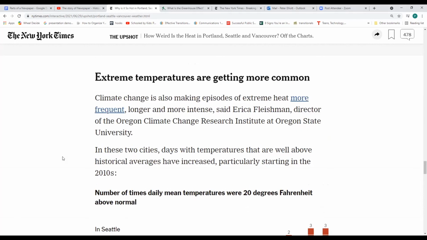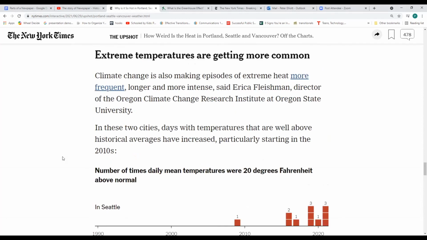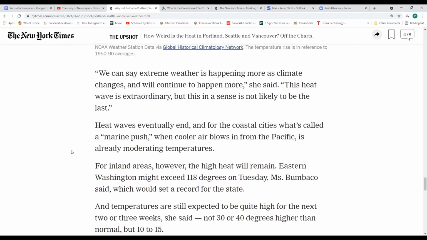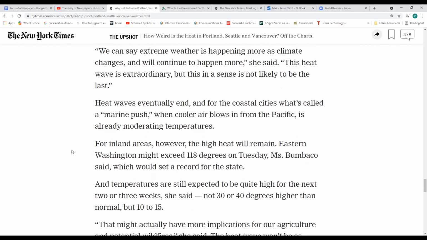Climate change is also making episodes of extreme heat more frequent, longer and more intense, said Erica Fleshman, director of the Oregon Climate Change Research Institute at Oregon State University. In these 2 cities, days with temperatures that are well above historical averages have increased, particularly starting in the 2010s. We can say extreme weather is happening more as climate changes and will continue to happen more, she said. This heat wave is extraordinary, but in a sense, it is not likely to be the last. Heat waves eventually end, and for the coastal cities, a marine push, when cooler air blows in from the Pacific, is already moderating temperatures.